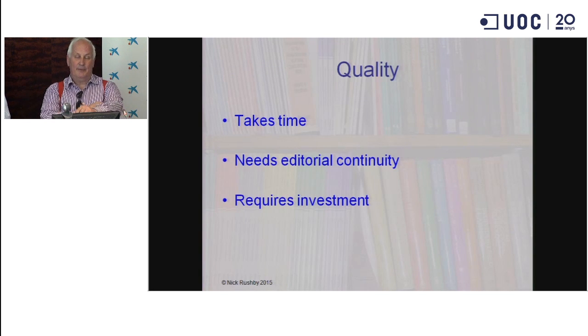Finally, quality takes time. You don't get quality on the cheap. You need to invest in it. It takes time, it takes resources. And I think it needs editorial continuity. Some societies like to change their editors on a regular basis, say every 3 years. And I think if you do that, quality is going to be one of the things that suffers, because you need that continuity to go through the cycle. There needs to be time to go through the cycle.